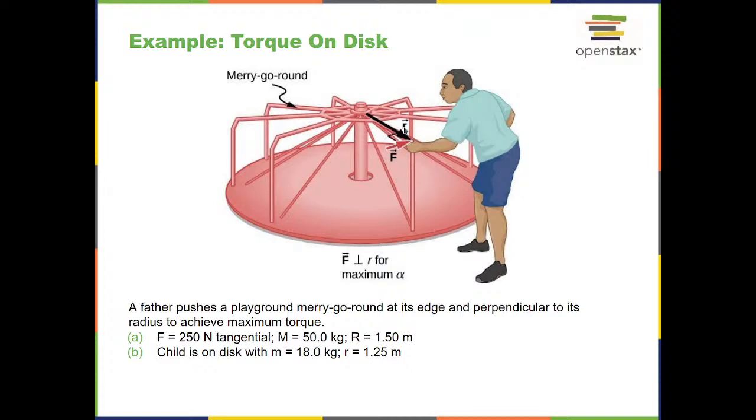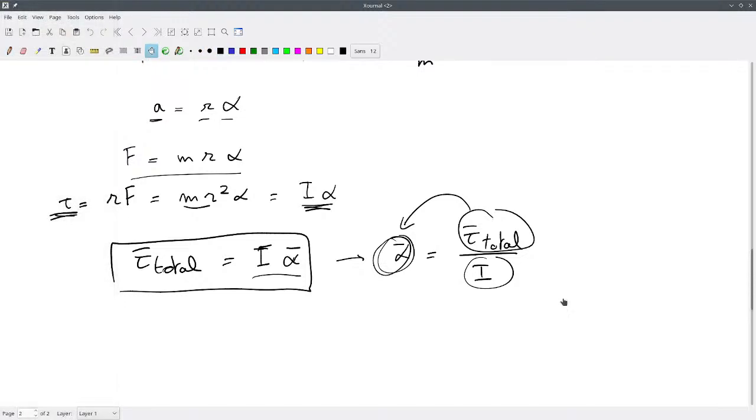What else do we know? Well, we have a disk. The disk has a mass of 50 kilograms. That's the merry-go-round. And it's got a radius of 1.5 meters. We will need that to calculate our moment of inertia. And so let me write some of these things down.